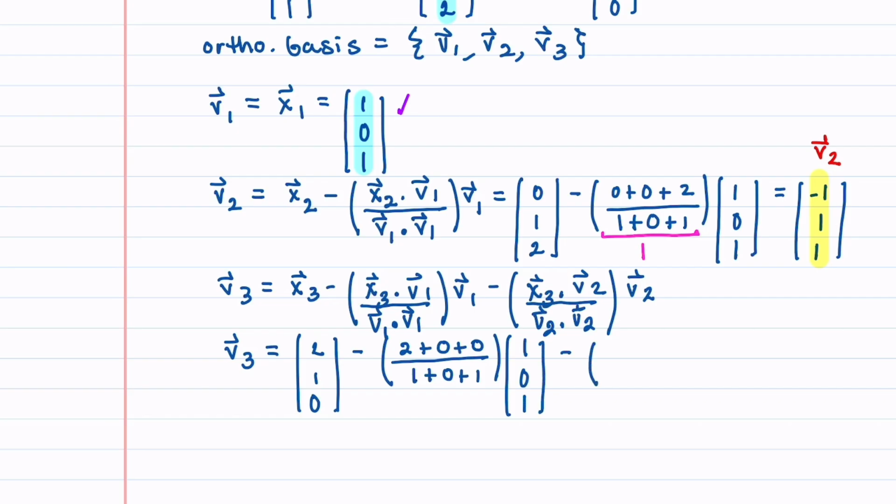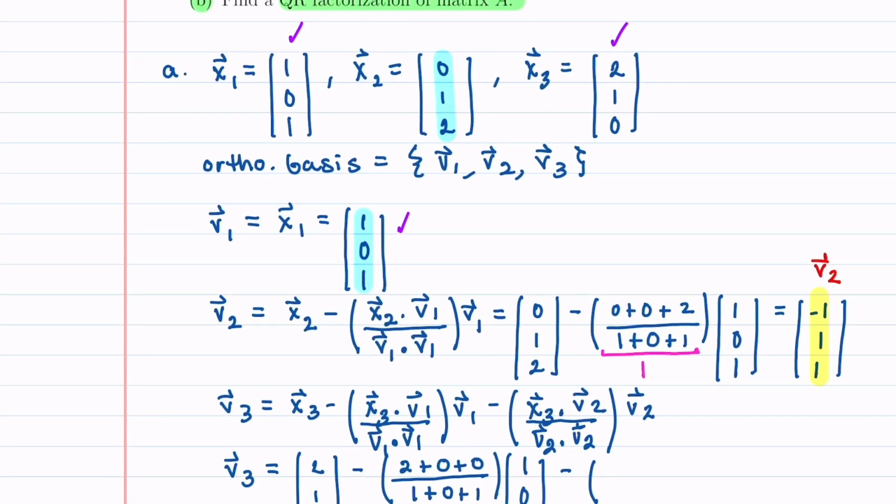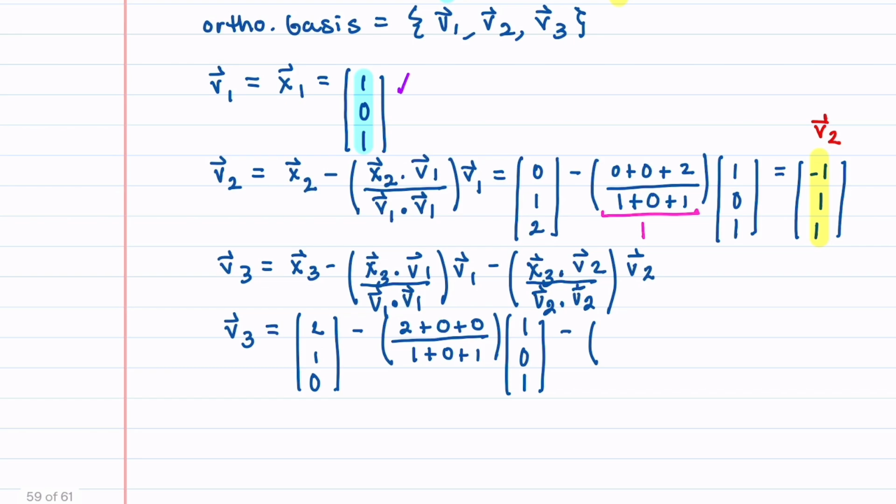Now we have one more dot product to do. That dot product is going to be x3 dotted with v2. So let me highlight x3, just like we did v2. We're going to take those two dot products. That's going to give us a minus 2 plus a 1 plus a 0. Let's write that down: minus 2 plus 1 plus 0. And then v2 dotted with itself. That's our yellow vector up here on the right. So that gives us 1 plus 1 plus 1. And then we have our vector v2, minus 1, 1, 1.